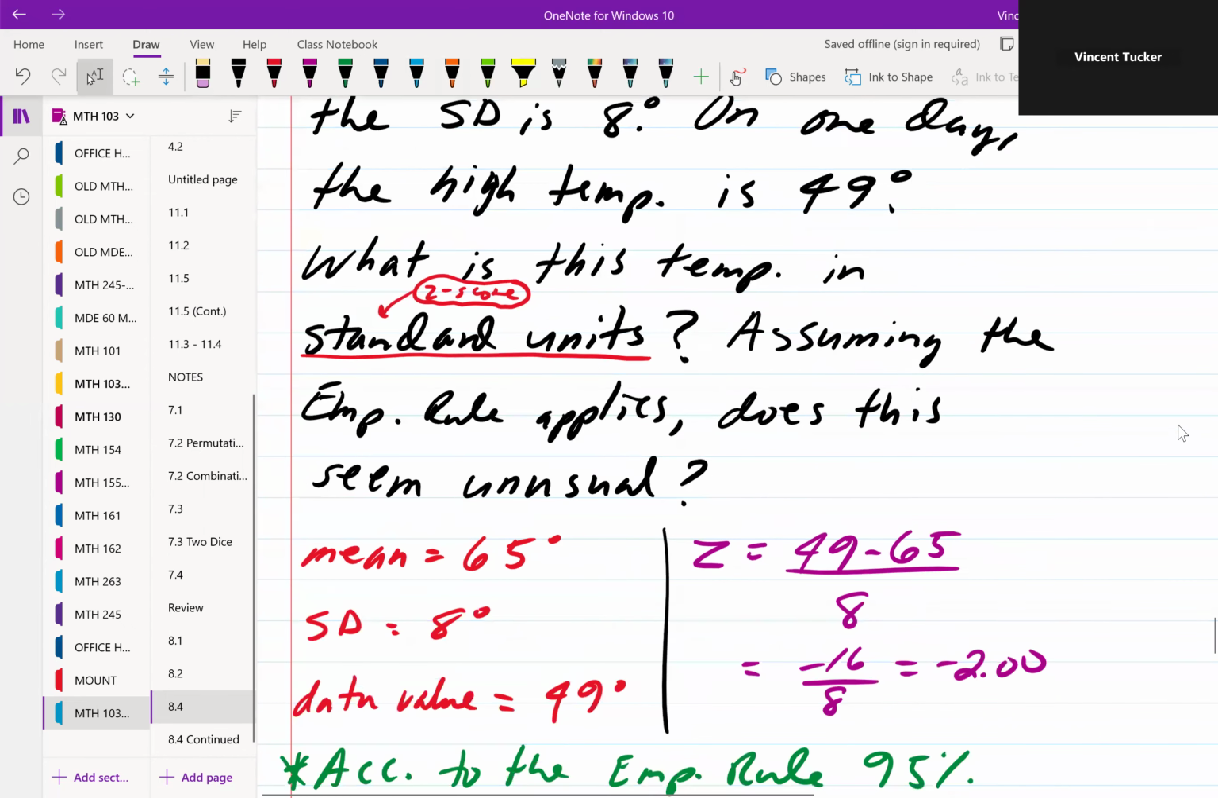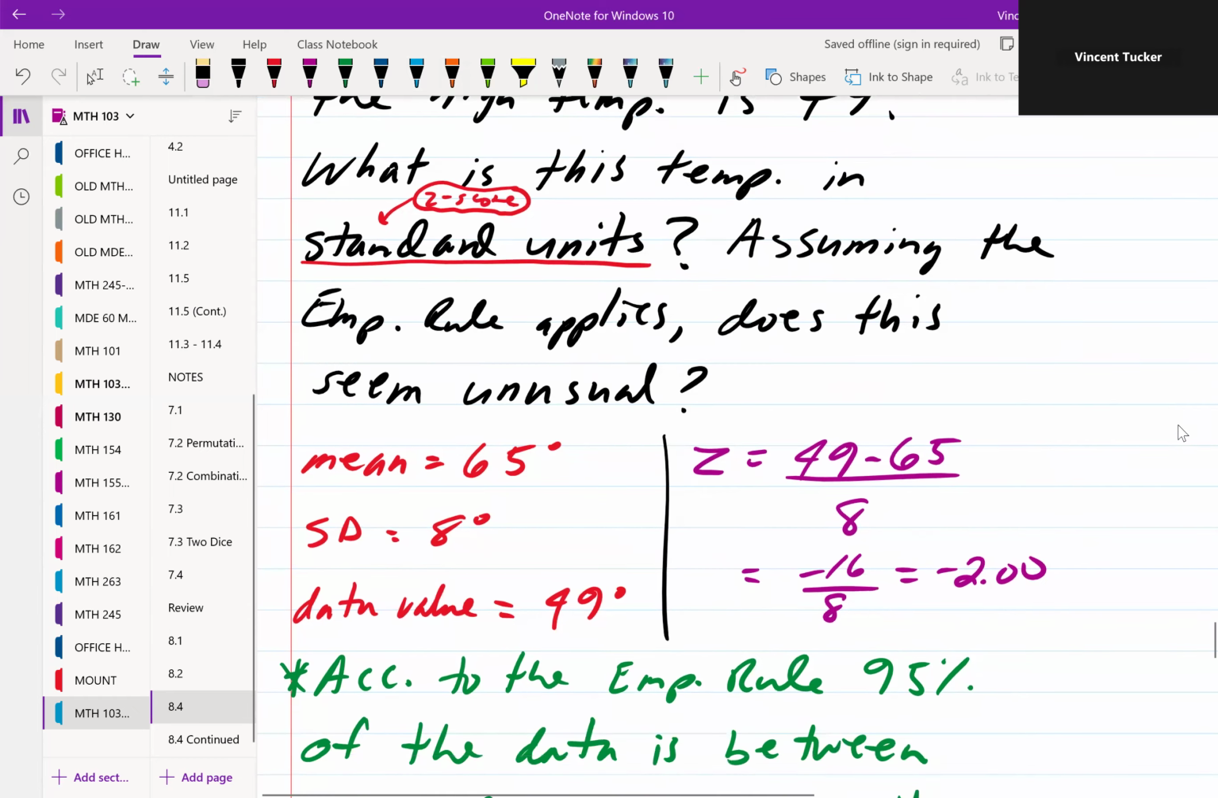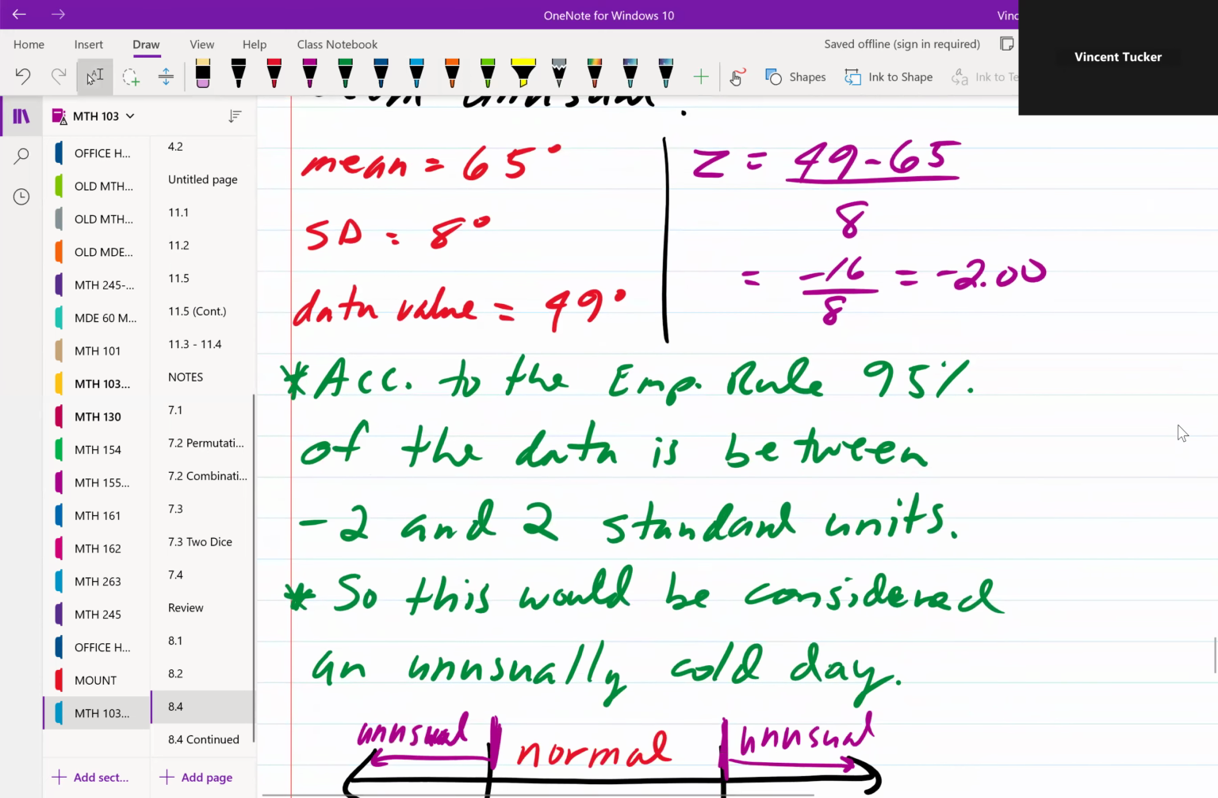All right, so our given information is over here. Our mean is 65 degrees, standard deviation is 8 degrees. The data value that we are considering is the 49 degrees from that high temperature. The Z-score is right here: 49 minus 65 divided by 8. That ultimately gives you negative 2.0. So according to the empirical rule, 95% of the data is between -2 and 2 standard units. So this would be considered an unusually cold day.